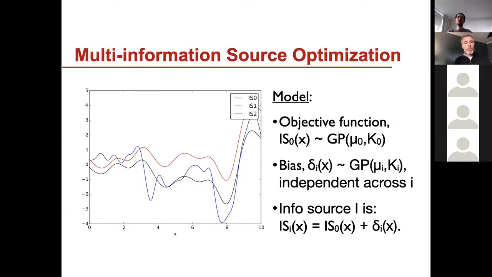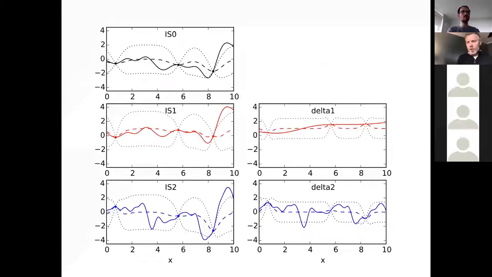And so what we seek from an intelligent acquisition function is to be able to learn that automatically from data, and then go ahead and take advantage of that. So here, I just want to give some intuition for how the joint multitask Gaussian process behaves, as a preliminary for thinking about the acquisition function. The dots here are points at which I've evaluated a given information source, the dashed lines are the posterior mean, and I'm also showing the posterior on the biases, delta one and delta two.